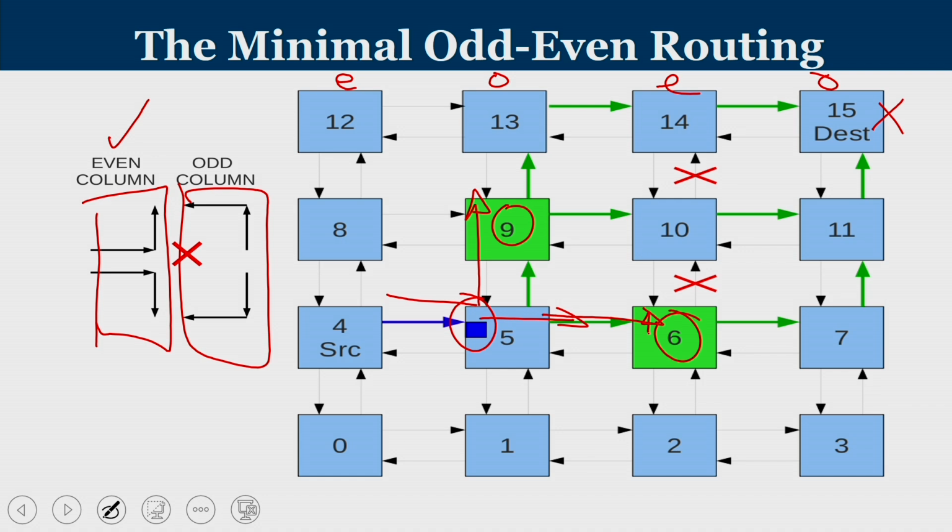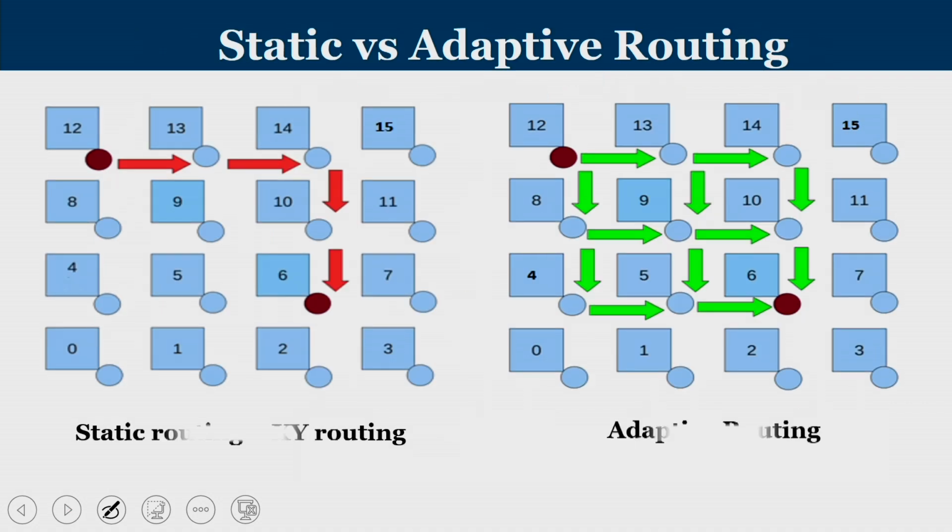To reach 15, generally if you look, both north and east look like a possibility. But I cannot travel to 10. I cannot take a north turn, because in an even column these turns are not allowed. That has been mentioned here, even columns. So traveling from 5 reaching 6 and then traveling north is prohibited. So this movement is not allowed. Whereas if it reaches 7, then that is allowed. So your odd even routing takes care of the column at which certain turns are happening, and that is the way it proceeds.